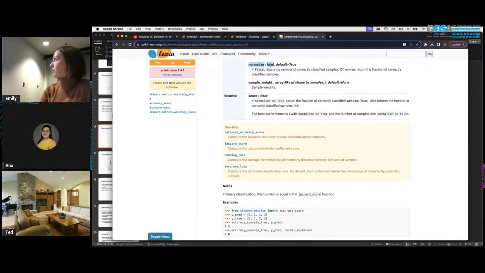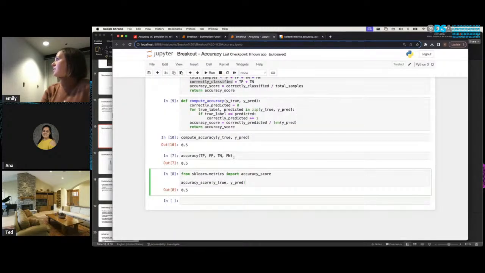It can either be true or false, and the default is set to true. So if you don't pass this parameter, it's by default true. And it says if false, it returns the number of correctly classified samples. Otherwise, it returns the fraction. So let's test that out here.